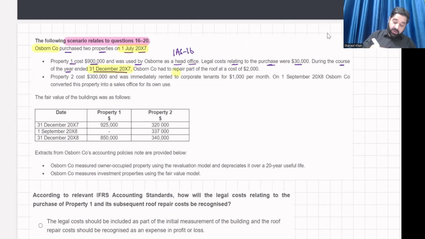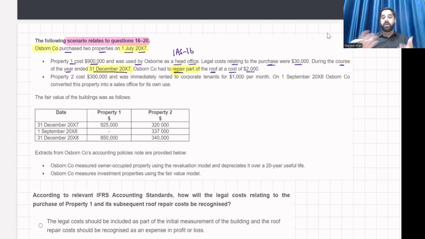Osborn Company had to repair part of the roof at a cost of $2,000. Repairing cost is not a capital cost, it's a revenue expenditure. If you remember the topic of subsequent expenditure, we have two types of expenditure. One is known as capital expenditure, which meets the criteria: increase the useful life, decrease the operational cost, increase in earning.